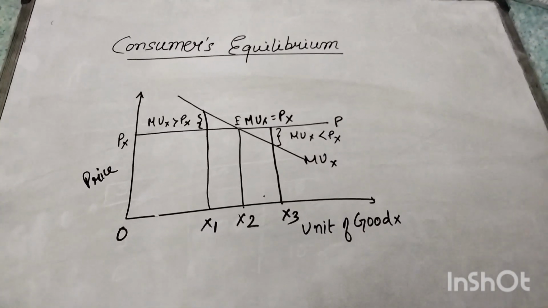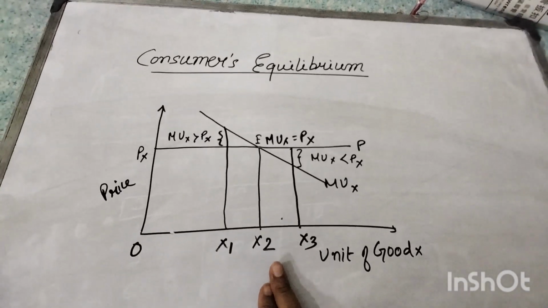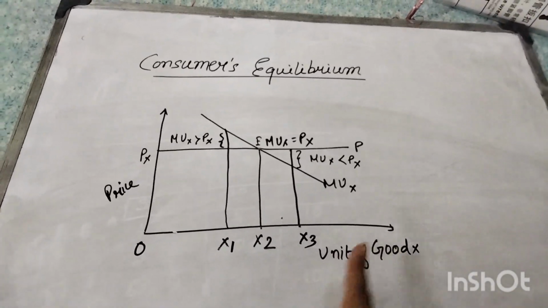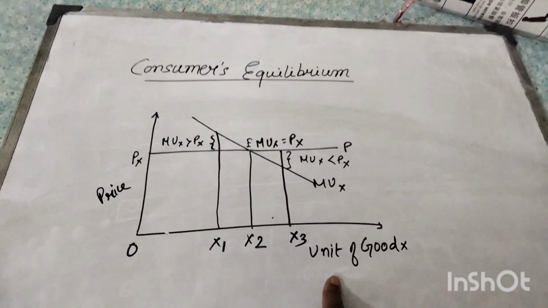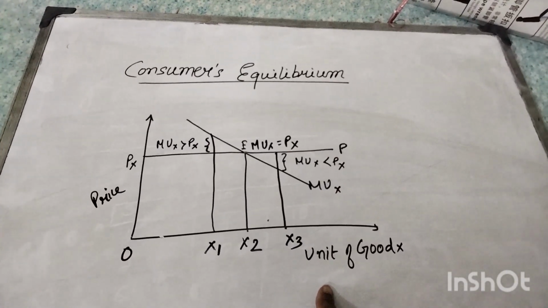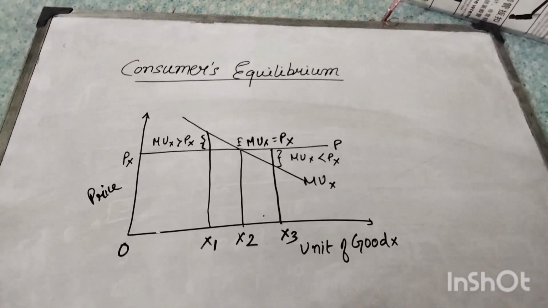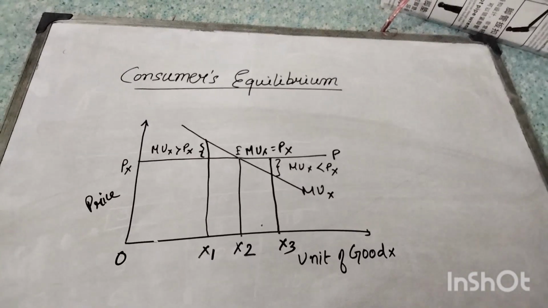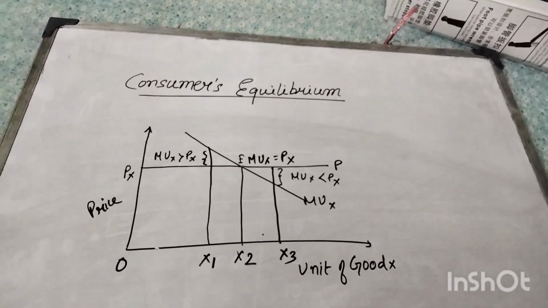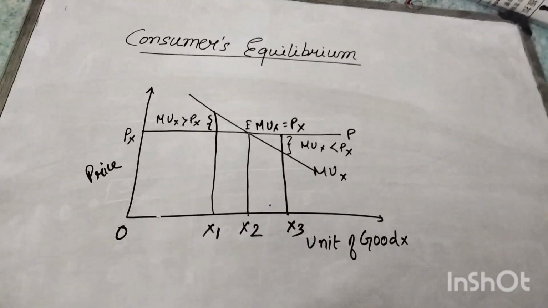But the consumer will not be interested to buy more than 3 units, because here the price is more than the marginal utility, or we can say the marginal utility is less than the price. So we can say that the consumer will be in equilibrium only when MUx is equal to Px. So this much for today's class.